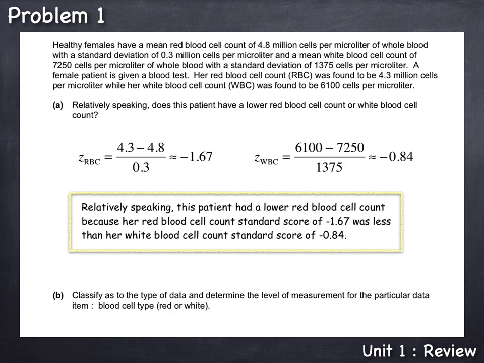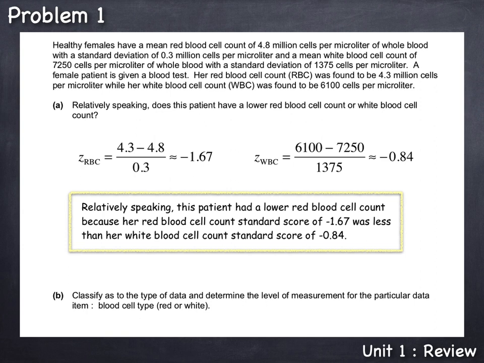Relatively speaking, this patient had a lower red blood cell count because her red blood cell count standard score of negative 1.67 was less than her white blood cell count standard score of negative 0.84. Here we were able to correctly answer the question, but it's also necessary to show your work and show your reasoning and method of solving the problem.